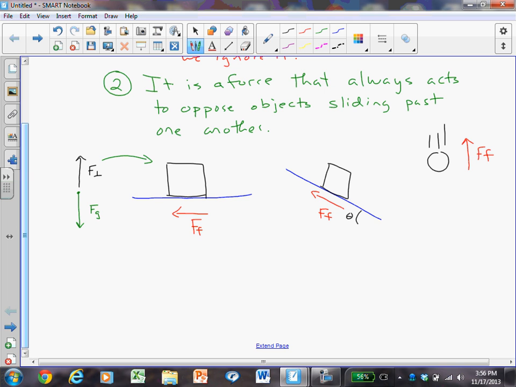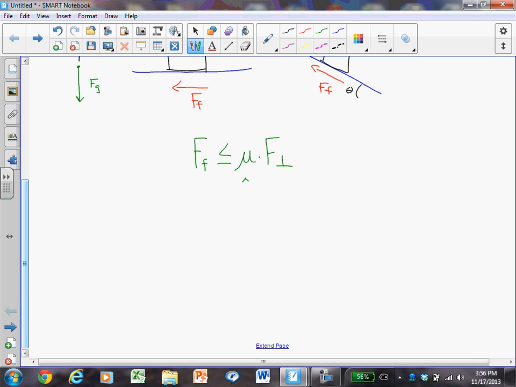But it's not just that the friction force equals the perpendicular force, but that it depends on the surfaces that are in contact and also on how much you're pushing on it. So the friction force, we come up with this formula, Ff is less than or equal to mu times F perpendicular. And this is called the Greek letter mu. It looks like a u, but it's not. It's a mu.